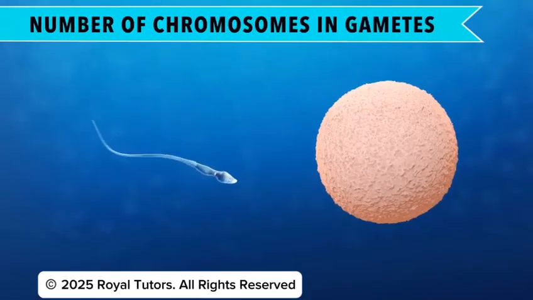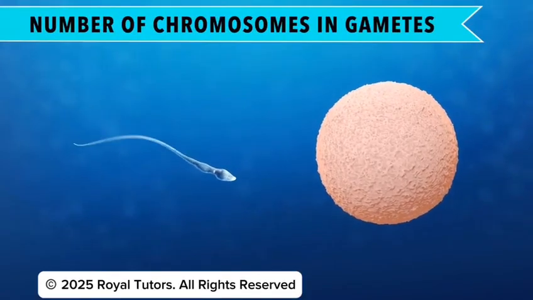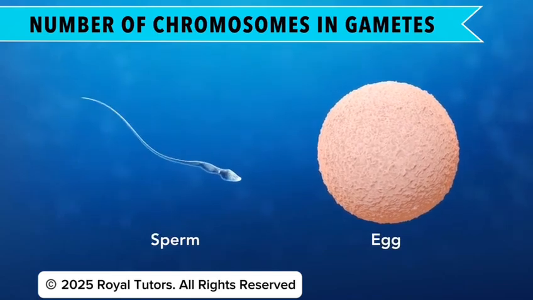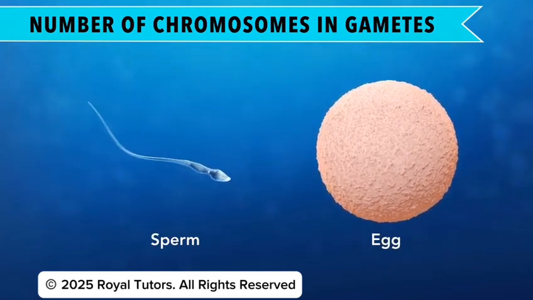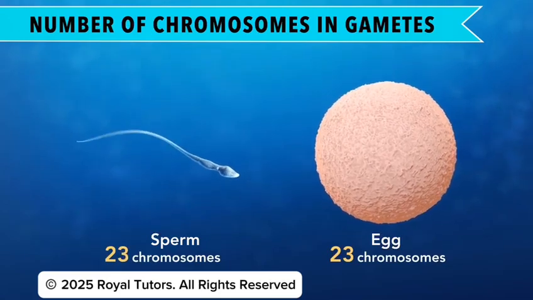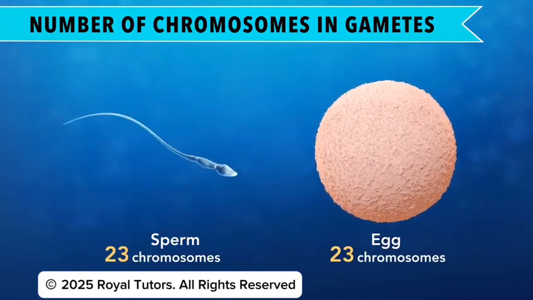Gametes are the exceptions to this rule. Human eggs and sperm have only one chromosome from each pair, for a total of 23. And unlike somatic cells, gametes are not genetically identical to their parent cells.